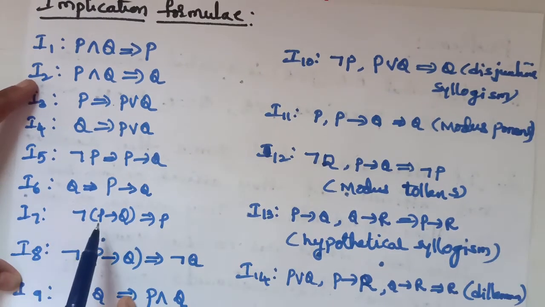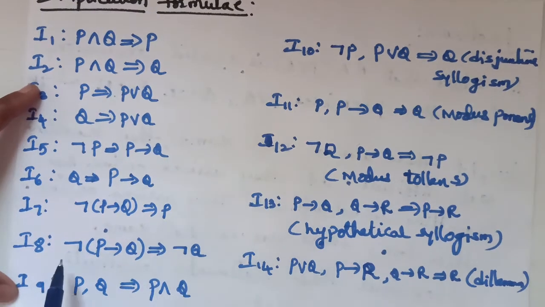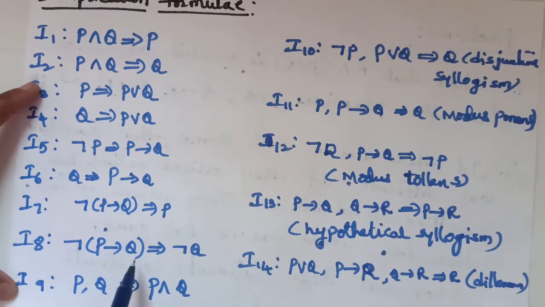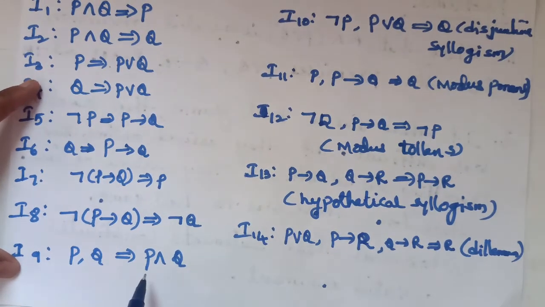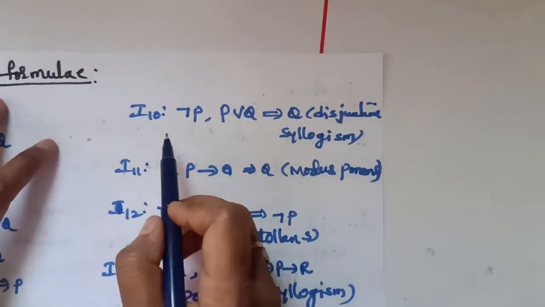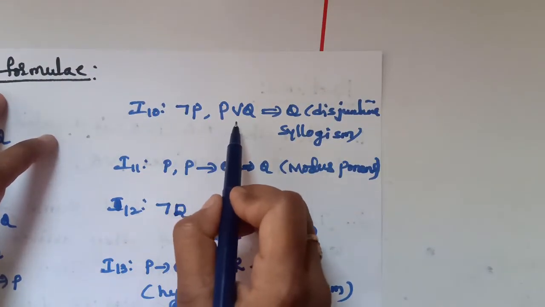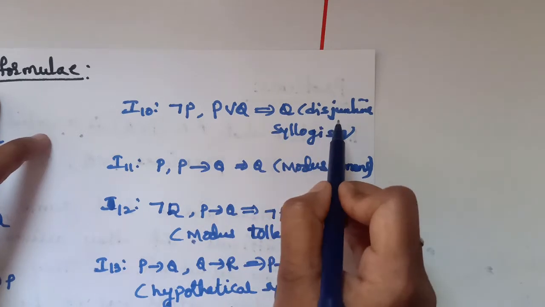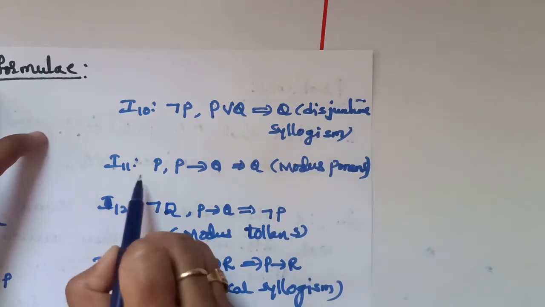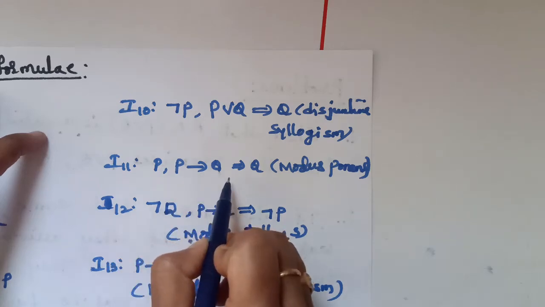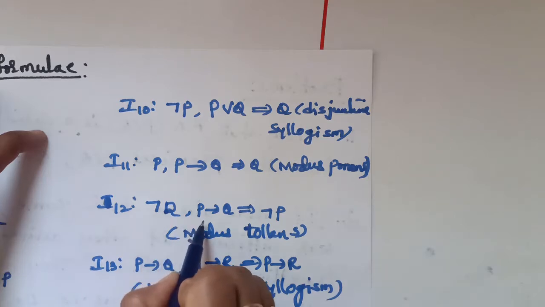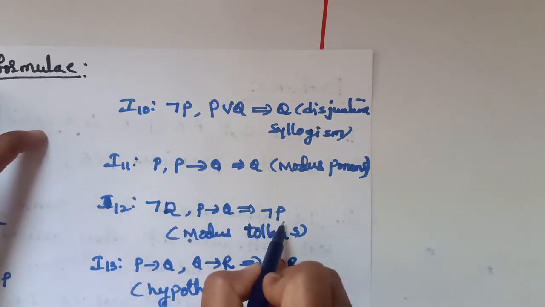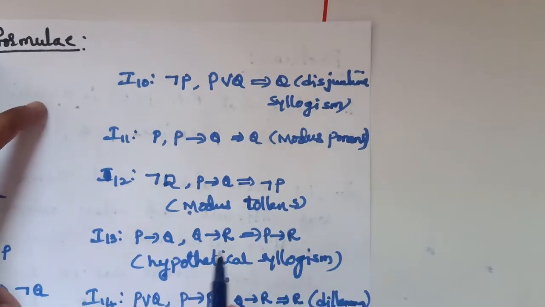I7, negation of P conditional Q implies P. I8, negation of P conditional Q implies negation Q. I9, P comma Q implies P and Q. And I10, negation P comma P or Q implies Q, disjunctive syllogism. I11, P comma P conditional Q implies Q, modus ponens. I12, negation Q comma P conditional Q implies negation P, modus tollens.